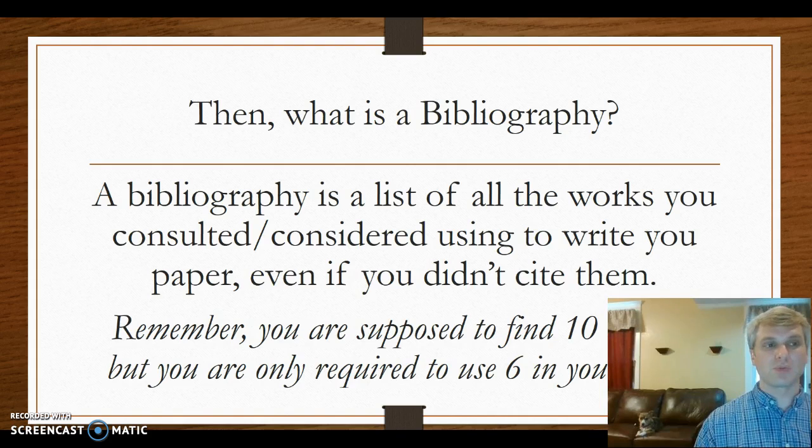Remember, if you find 10 sources, odds are, out of those 10, you might find 6 that are actually worth using. You could use them all in your paper, but the only sources that you will list on your works cited are the articles that you actually used to write your paper. So a bibliography page is a list of all the sources that you're considering using. In other words, it's going to be the list of 10 sources that you have found for this assignment.